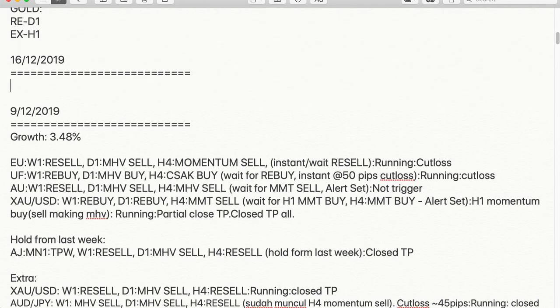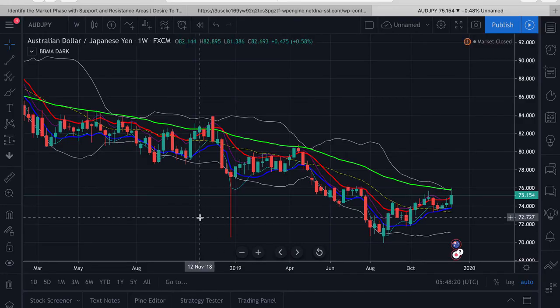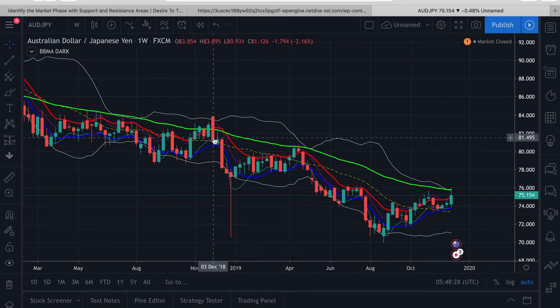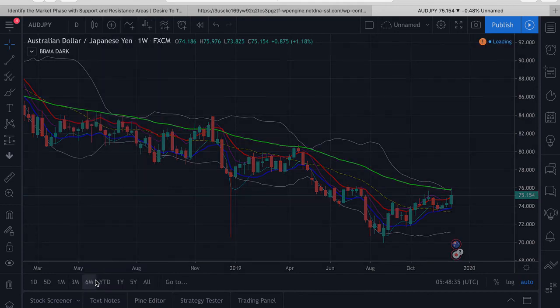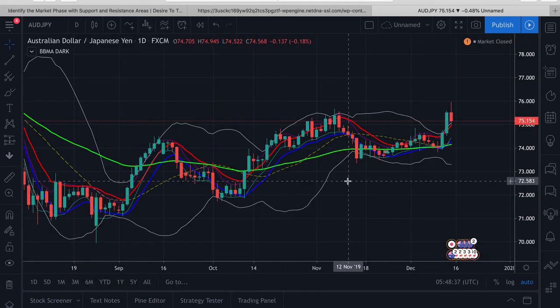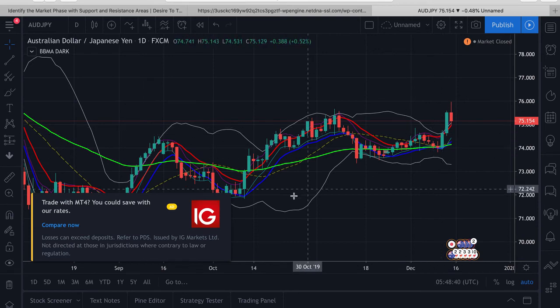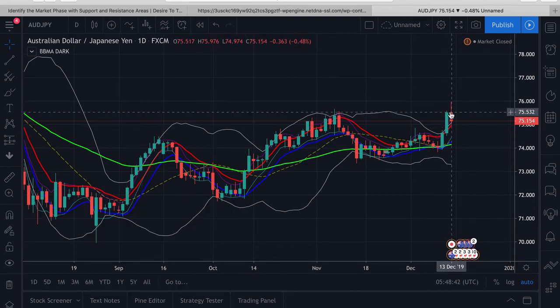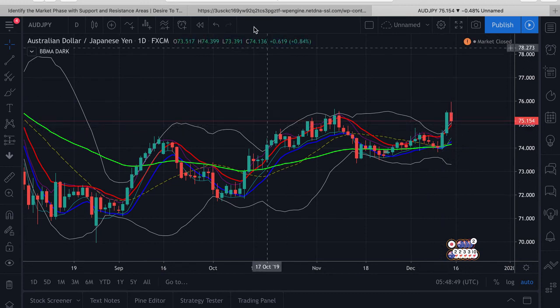Okay, so let's continue for this week analysis. So the first pair that we want to look at for this week is AUD JPY. This pair is very interesting. If we see here, we actually have a re-entry buy, and if you look at D1 is actually making a momentum buy, and you see even this candle actually open outside BB, and it making a retest, small retracement.